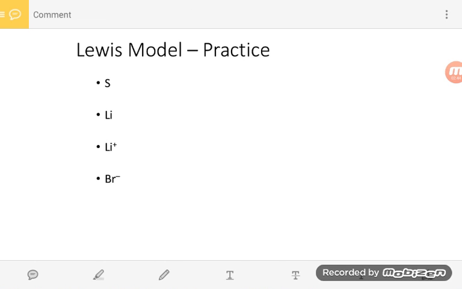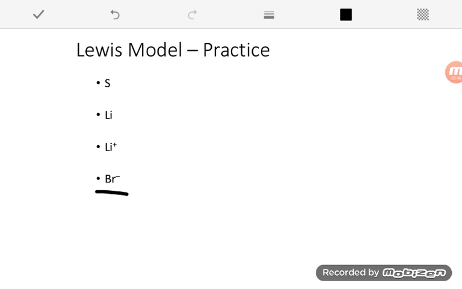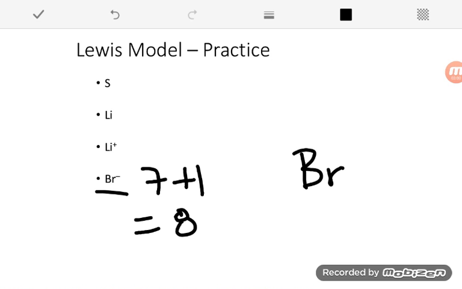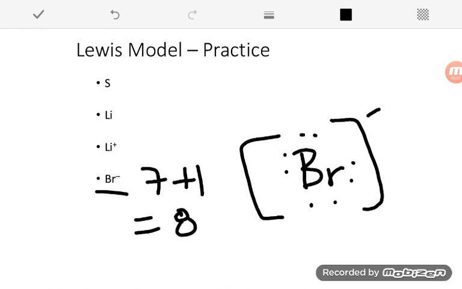Now we can look at this last example, bromine, but we see he has a -1. Bromine normally has 7 valence electrons, but now he has an extra one, so we have to add 1, which means all told this bromine has 8 valence electrons. So we draw our atom, bromine, 1, 2, 3, 4, 5, 6, 7, 8. Because it's an ion, we put brackets around him, and we indicate that charge up in the corner. And we're done.